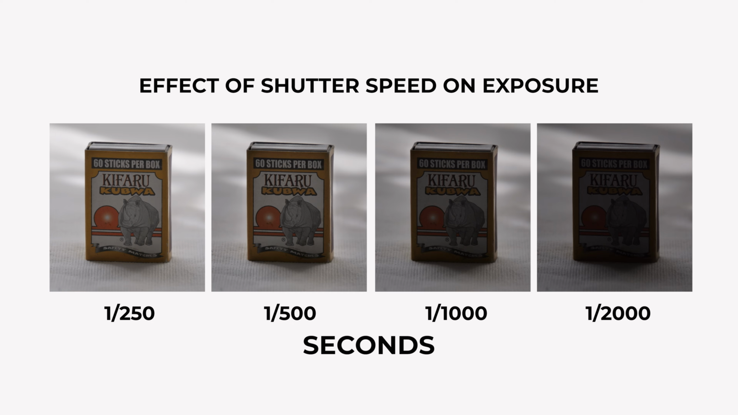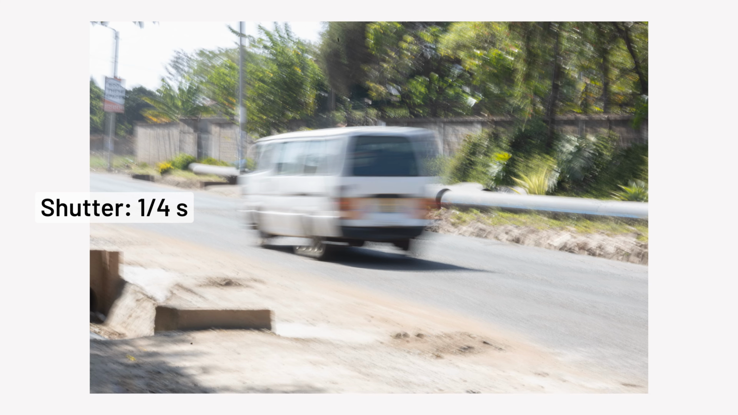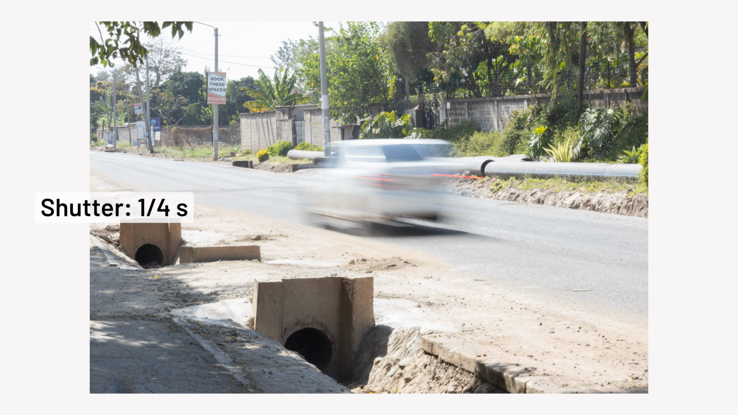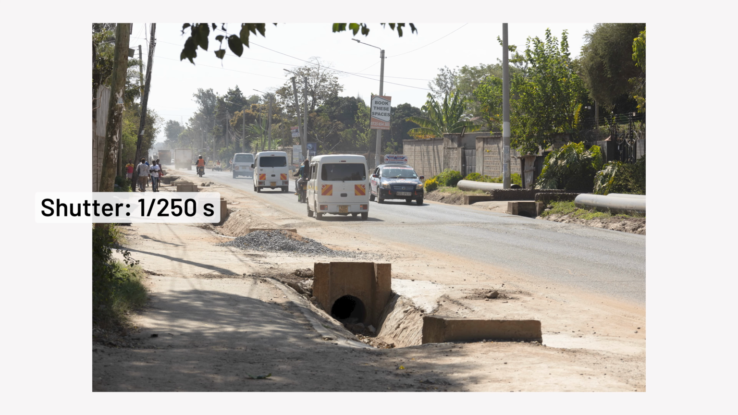The shorter the speed, the less the light and the darker the image. But shutter speed also has a secondary creative effect, and that is it affects your motion blur. When you use longer exposures, you can blur moving subjects, and this can convey a feeling of motion, whilst faster shutter speeds tend to freeze the action for sharp images.